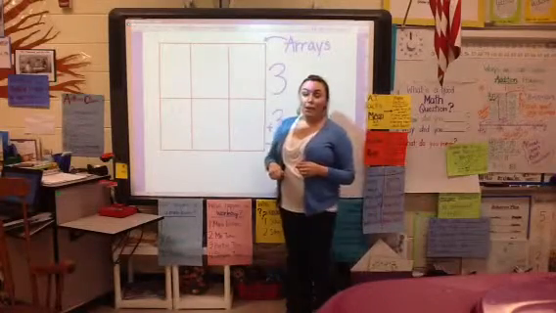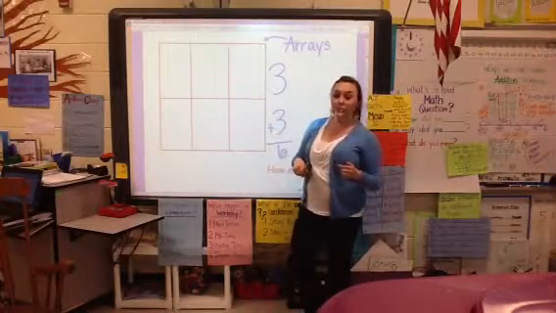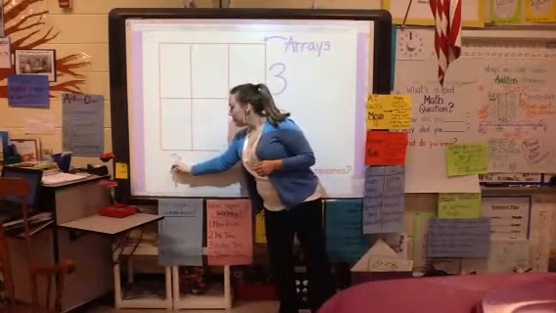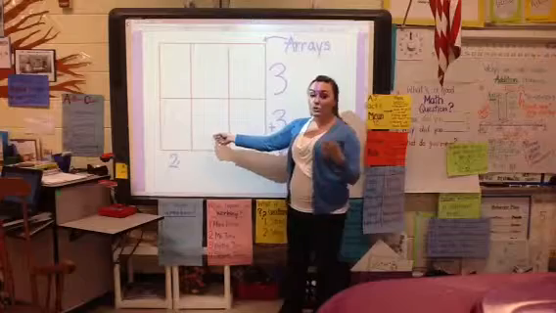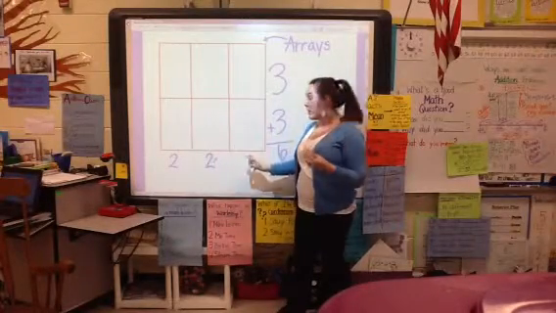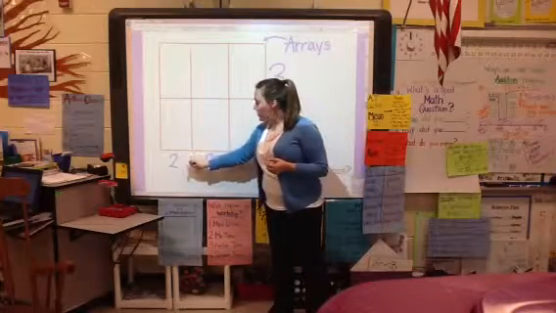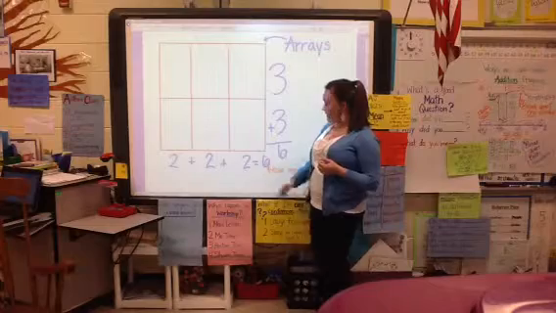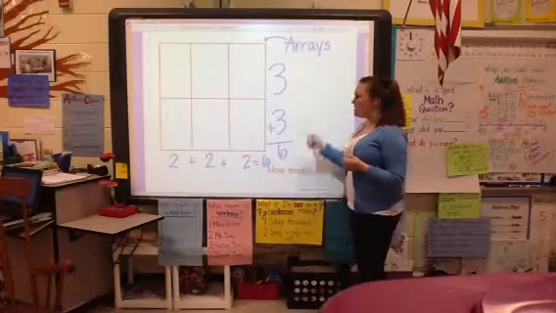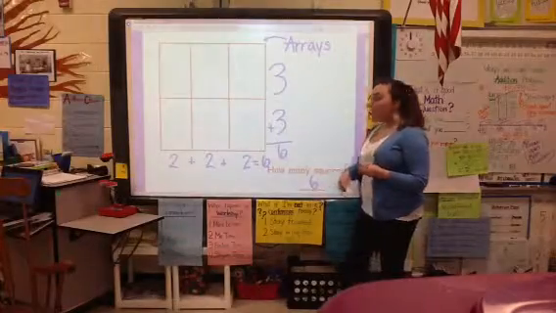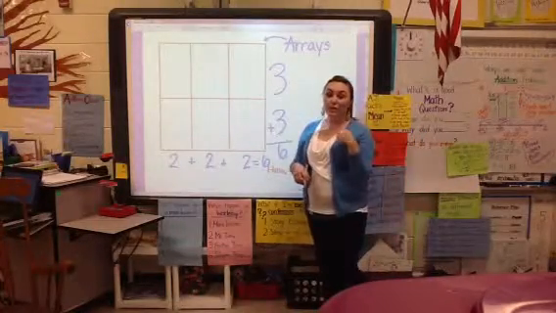Now I can also add up how many squares are in the column. So let's do that. There are 1, 2 squares in this column, 1, 2 squares in this column, and 1, 2 squares in this column. And 2 plus 2 plus 2 also equals 6. So how many squares are in this array? Right, 6.